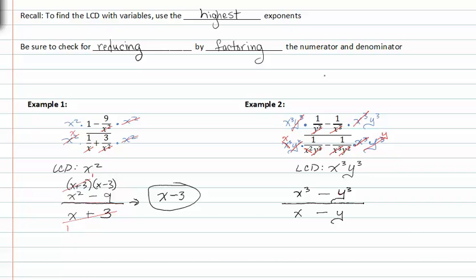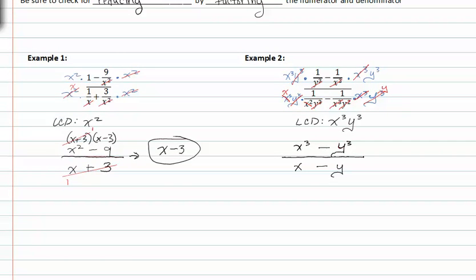x minus y does not factor further. However, a difference of cubes is factorable. This factors to x minus y times x squared plus x times y minus y squared.